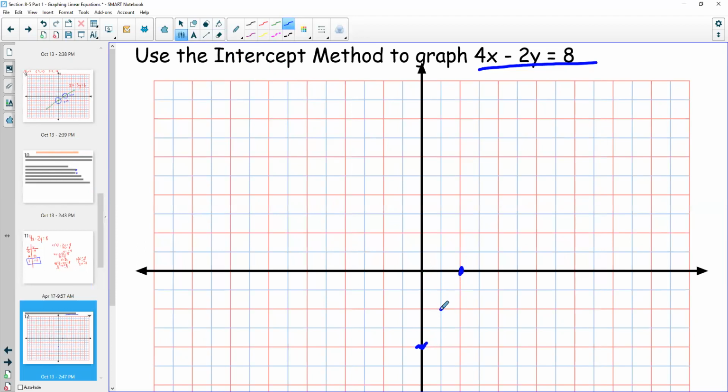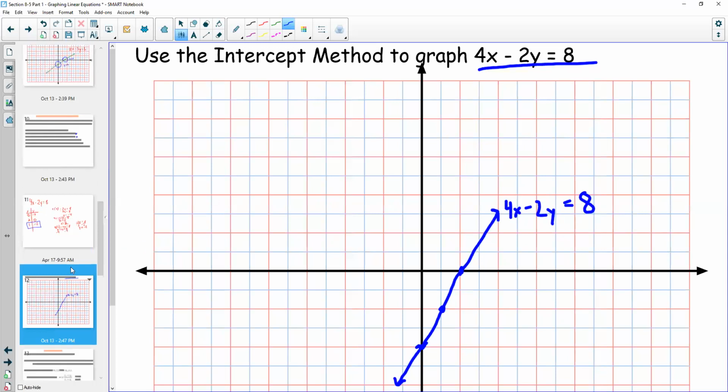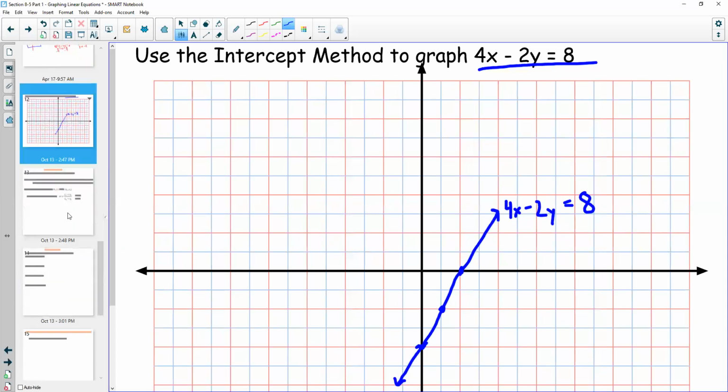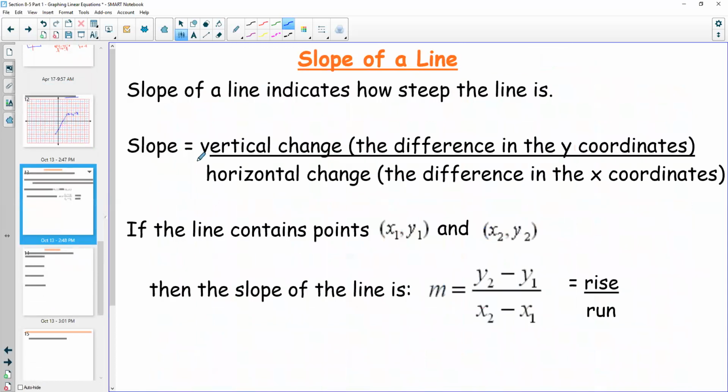And here's the thing. If I had had my point over here, I would have noticed because my line wouldn't have made a line. Okay, so it's how you catch your mistakes. So we draw a straight-ish line. We label it with our equation, 4x minus 2y equals 8. Okay? All right. So that is the second way, intercepts.